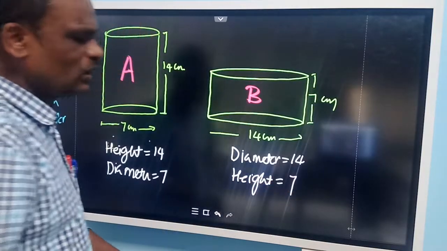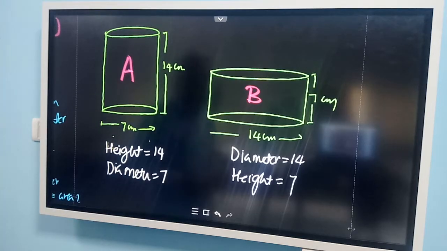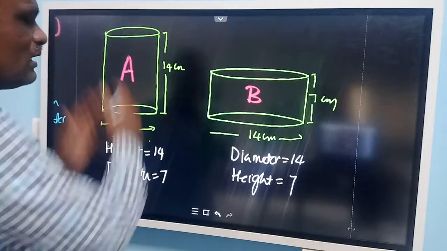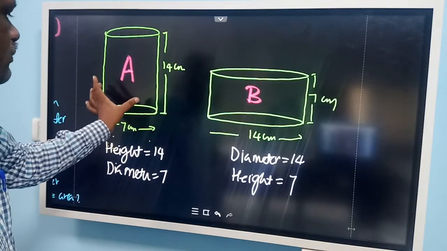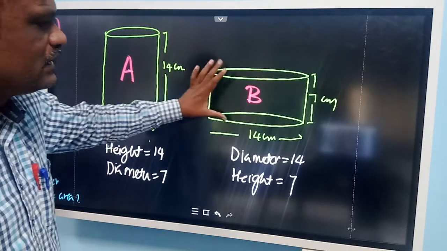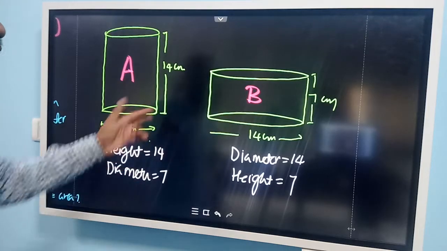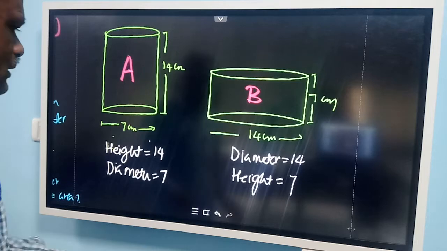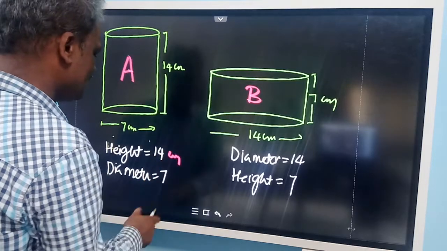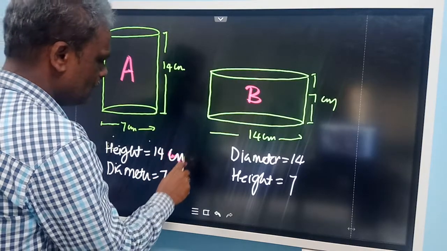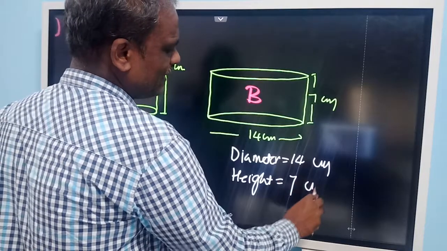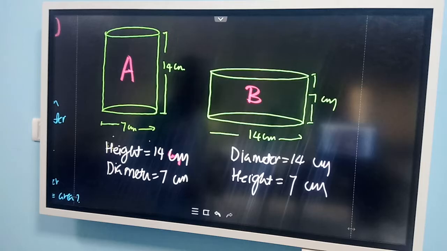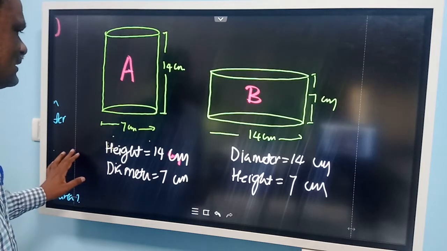Same numbers, only interchange between the height and the diameter. Here the vessel is a little wider, it is taller. First one is taller, second one is wider. Only the height and the diameter are interchanged. Both are in centimeters, all are in centimeters only. They interchanged the height and diameter.